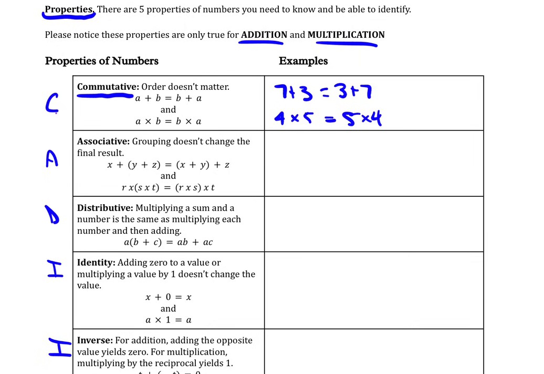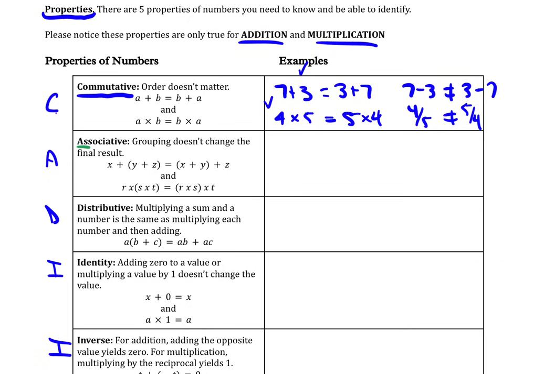Okay, and that's different than if I said, well, you know what? No, 7 minus 3 is not the same thing as 3 minus 7. Okay, that's not going to work. And this is similar. 4 divided by 5 is not the same thing as 5 divided by 4. So that's why this only works for addition and multiplication.